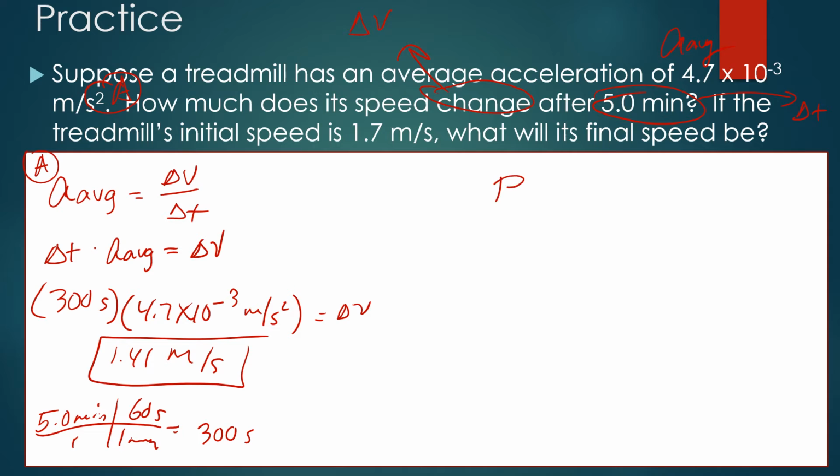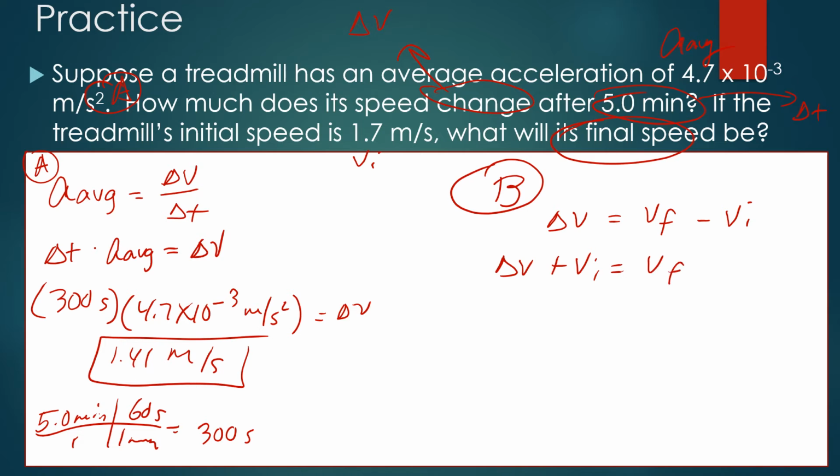Letter B. If the treadmill's initial speed is 1.7 meters per second, what will its final be? So I got my change in velocity. I'm trying to find my final. So this is my initial right here. Delta V is in letter A. So delta V plus initial velocity equals final.